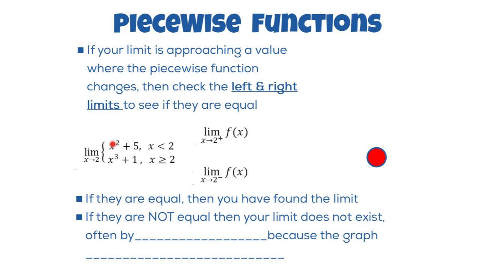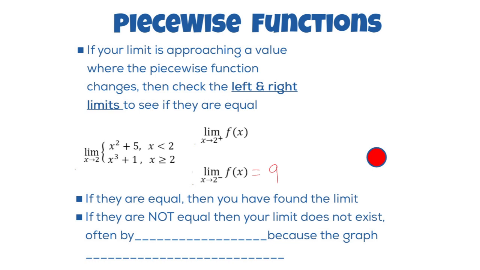So I'm using this function anytime x is less than 2. So that would be on the left side of the function. So I'm approaching 2 from the left. So really, that would be my problem down here, approaching 2 from the left. So let's plug 2 in. 2 squared is 4, plus 5. That's a 9.